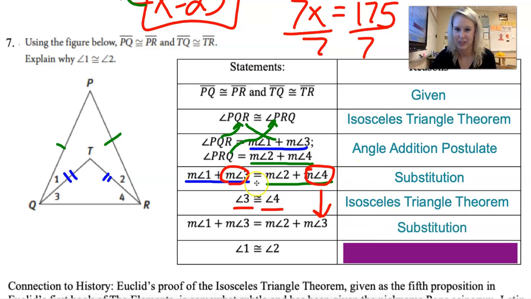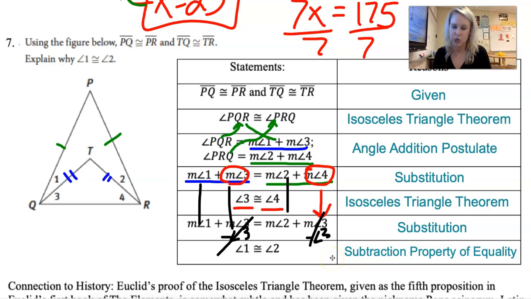So now they dropped down angle 1. They dropped down angle 3. They dropped down angle 2, and they replaced angle 4 with an angle 3 because they're the same. Last but not least, they subtracted angle 3 from both sides. Goodbye, angle 3 from both sides. That'll cancel and cancel, leaving you with the measure of 1 equals the measure of 2. So 1 is congruent to 2 based on the subtraction property of equality.